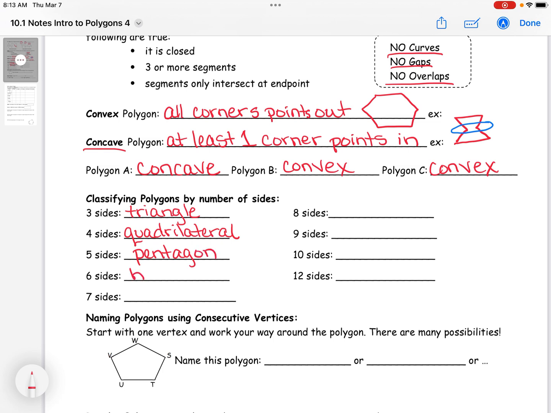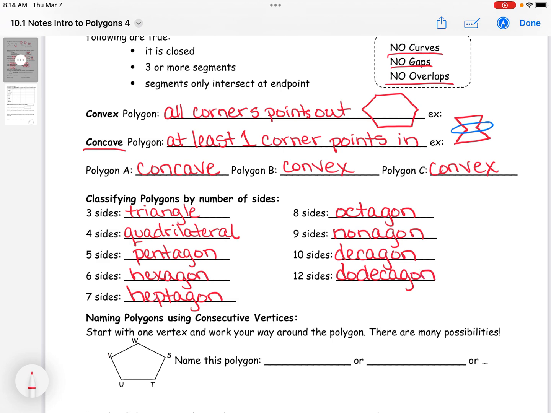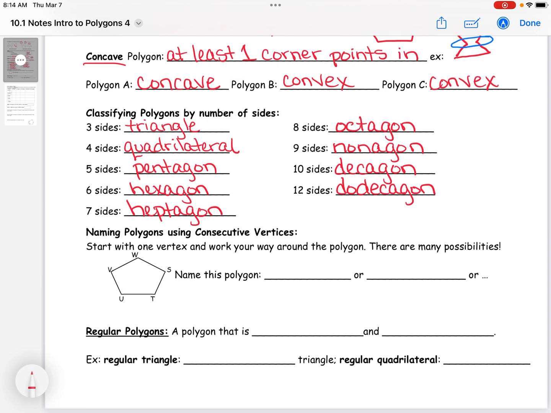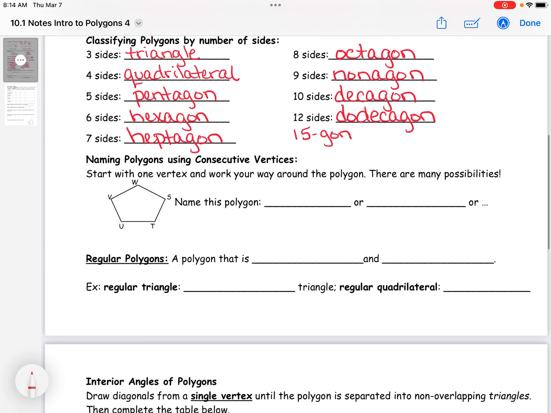Then we have pentagon, hexagon, heptagon, octagon, nonagon, decagon, and 12 is a dodecagon. All right, and after you get to 12, usually you just use the number and a gon. So we would say 15-gon, you would know is a 15-sided polygon.